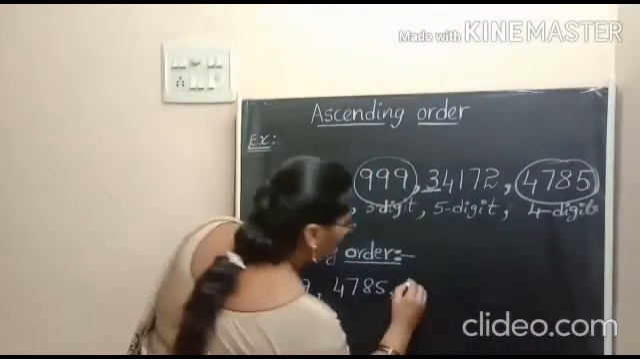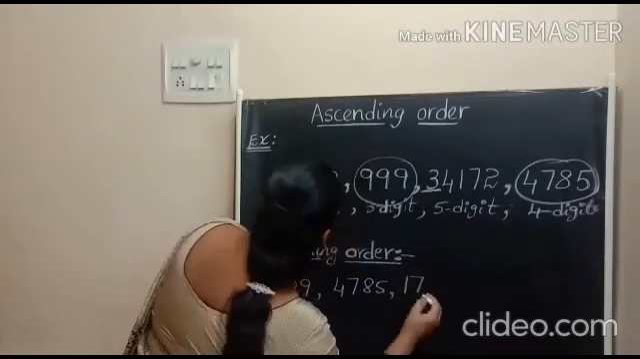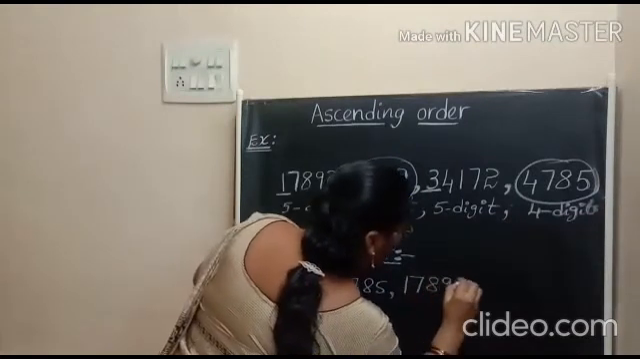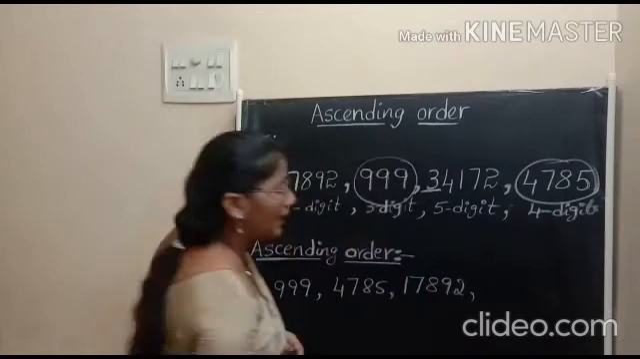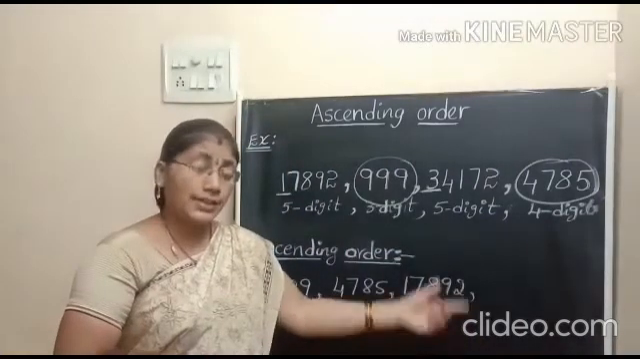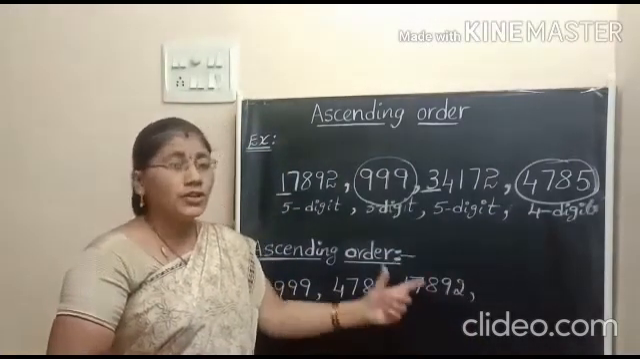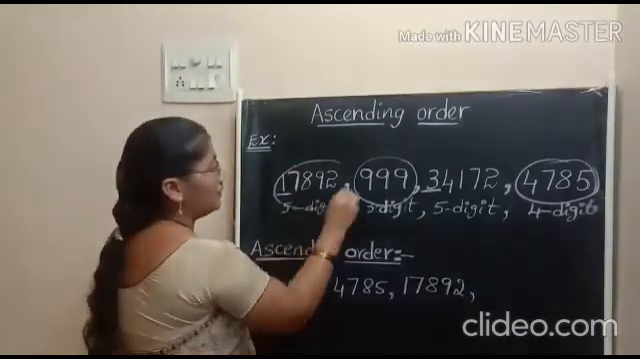Now, 17,892 we should write in the third position of ascending order.